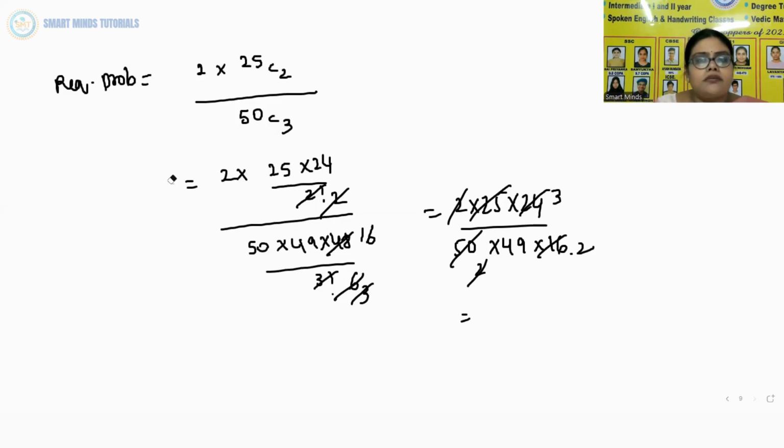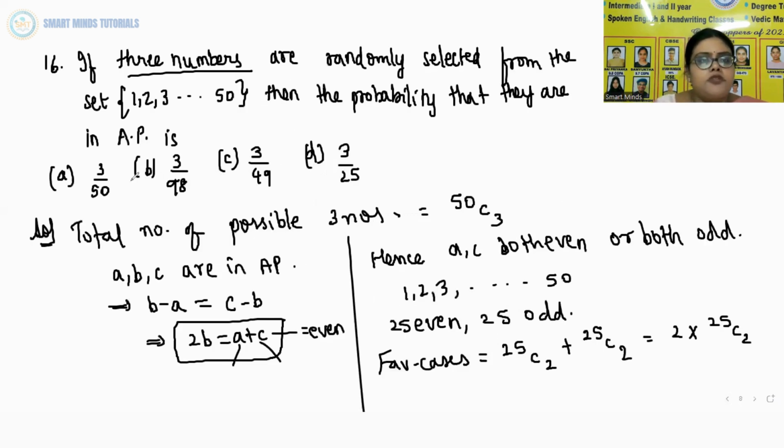So you get 3 by 49 into 2, which is 98. 3 by 98 is the answer. Option B.